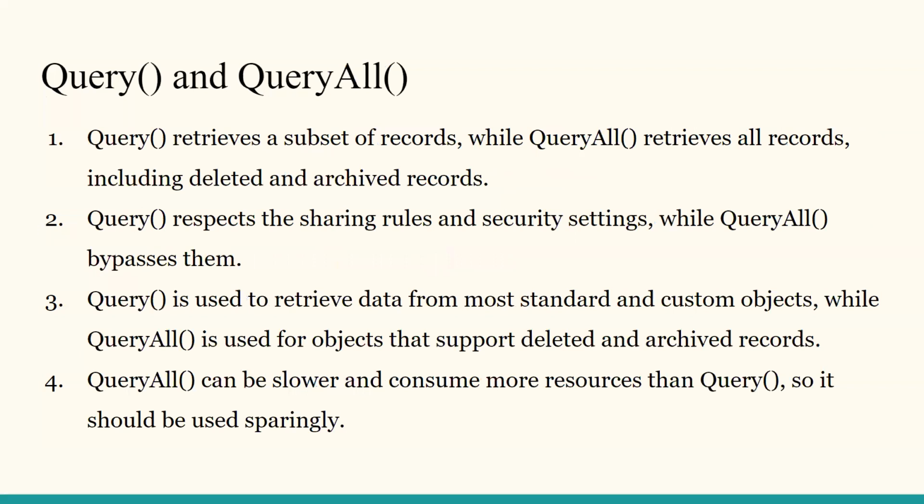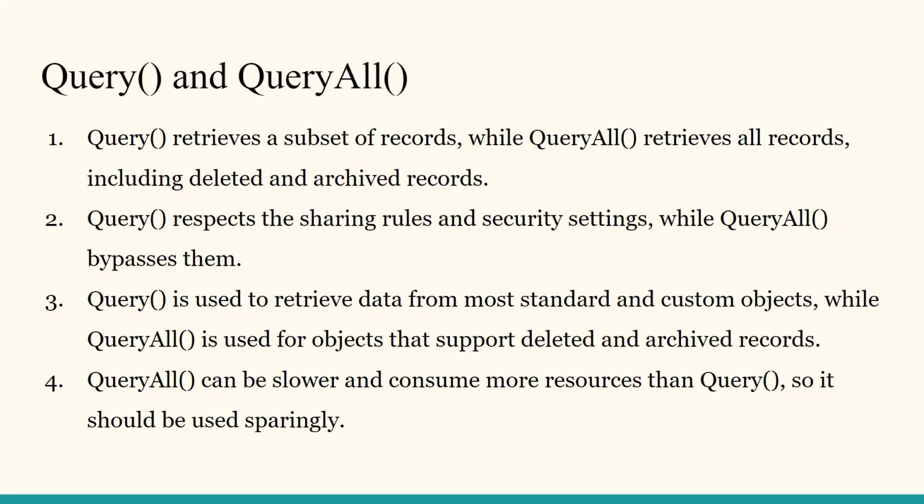And finally, our last question is about query and QueryAll. Now in Salesforce, there are two methods to retrieve data for an object using the API: query and QueryAll. Now the difference is query is a standard method used to retrieve a subset of records from objects. It returns only those records that the user has access to, based on their permissions and sharing rules.